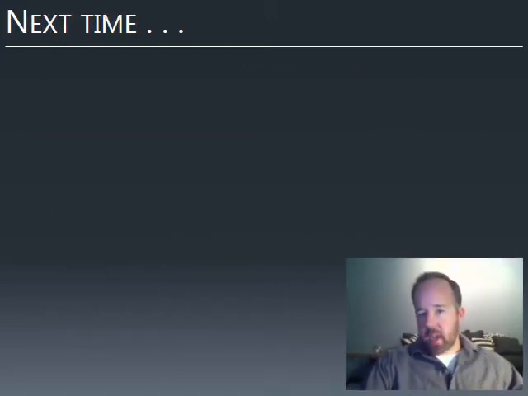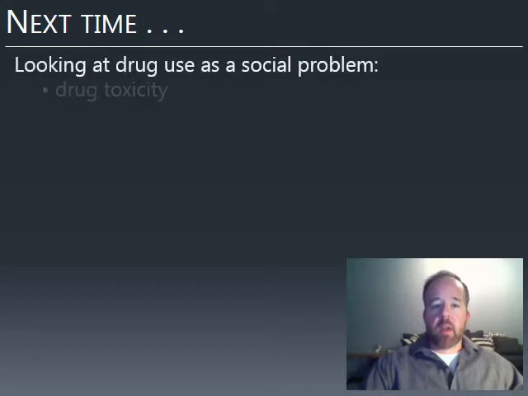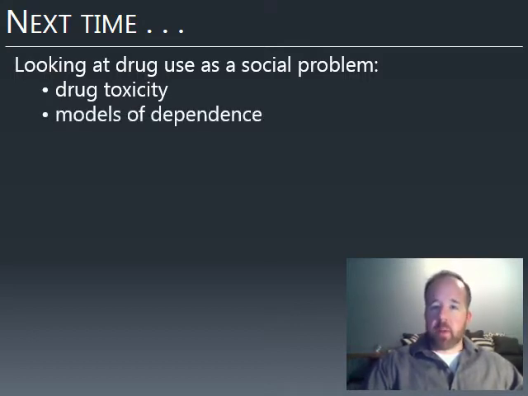Okay, so that is it for this time. Next time, we will start talking about drug use in more of a social perspective. So we'll talk about things like drug toxicity, which occurs at an individual level but has social ramifications. We'll talk about models of dependence. So drug addiction has been around, drug dependence has been around, drug use has been around for a very long time. And so over the course of time, there have been various models, various theories about why drug dependence occurs. And so we'll go over some of those.